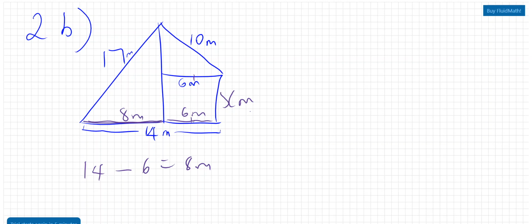So I have found this length here, from there to there, just by going 14, take away 6. Okay, so this length here is 6 meters. This one here is 8 meters. Is there anything else I can find quickly without having to use Pythagoras or anything like that? Now, at this stage, I think that's all I can do.